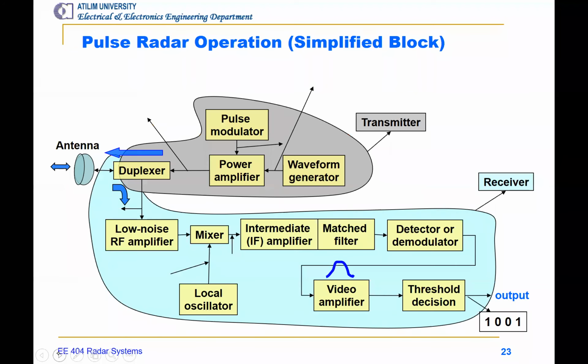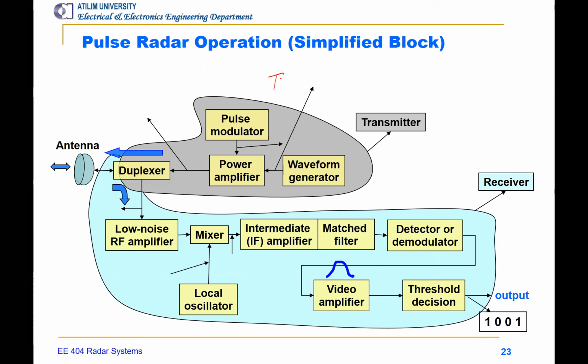So here is the pulse radar operation, a very simplified block diagram. At the end of the semester, okay, listen, hopefully you will build such a radar in the laboratory and see how it operates. You will detect some objects and see the object's motion, for example. Okay? So what do we have?